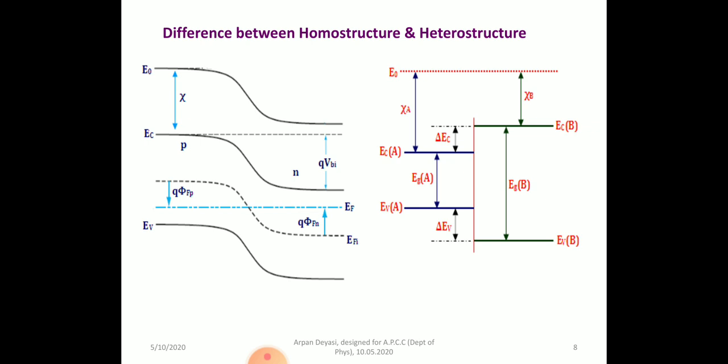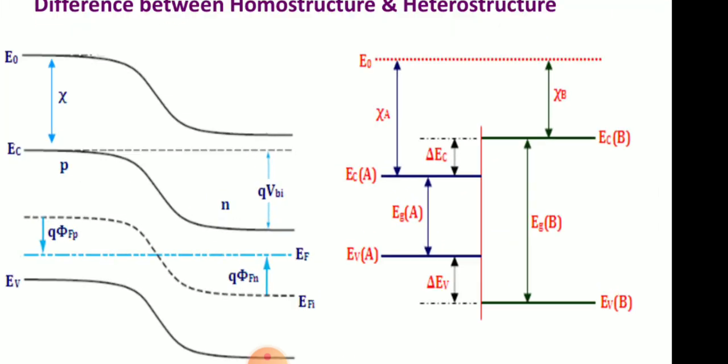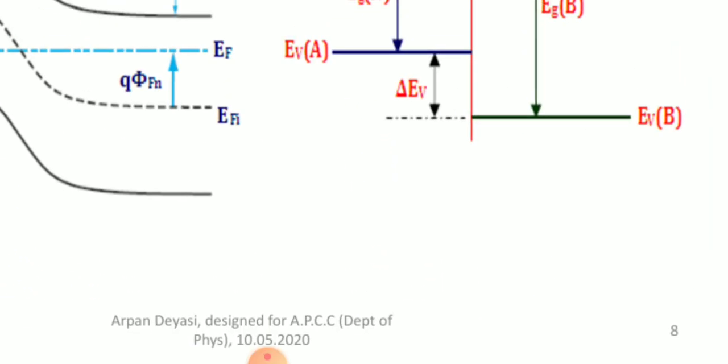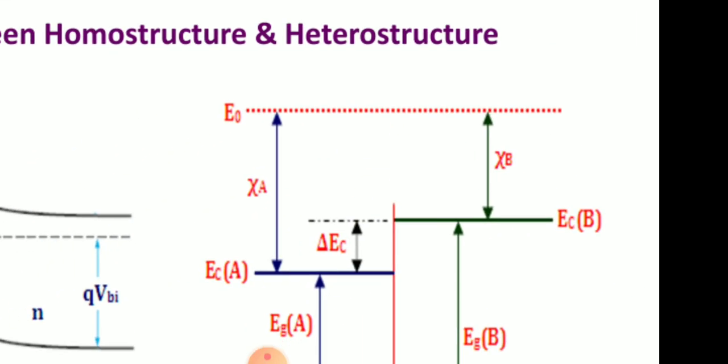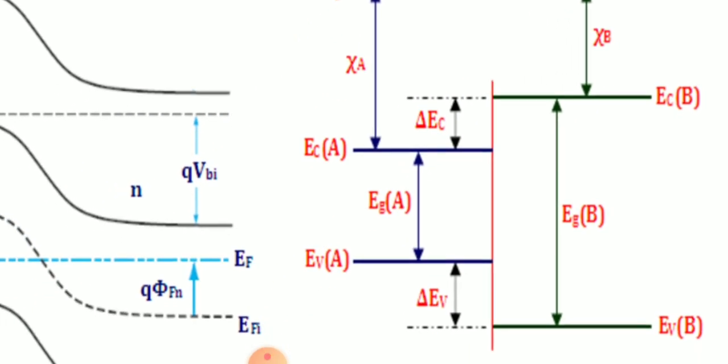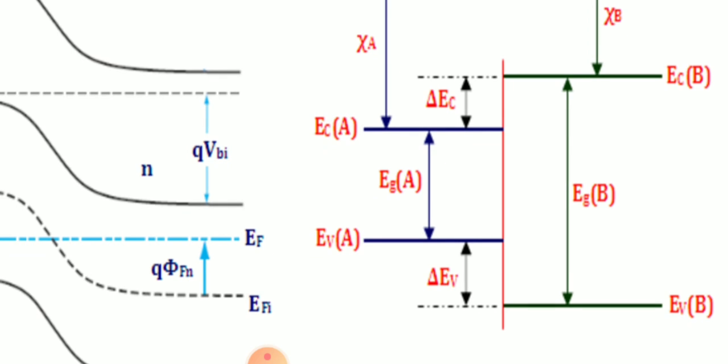So now there is a significant difference between the homojunction and heterojunction. I am just zooming in more so that you can understand it better. So you will get the difference of the conduction band, which is known as delta EC. It depends on chi A minus chi B.